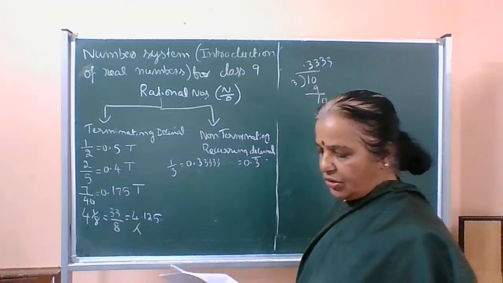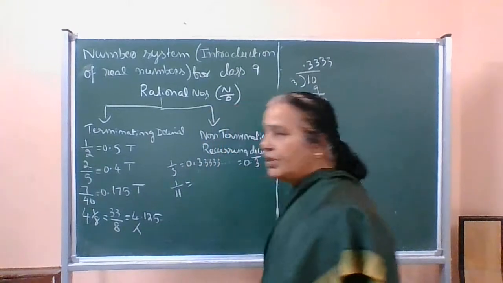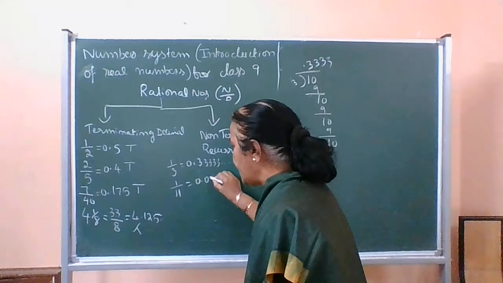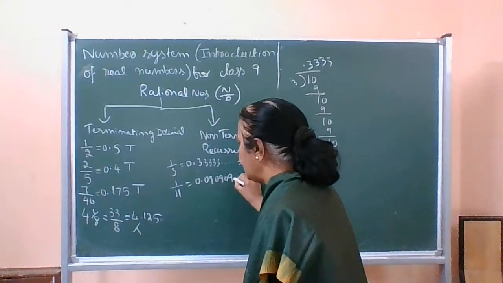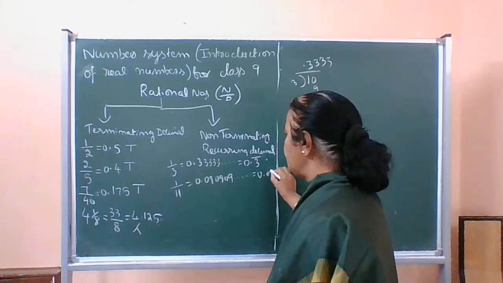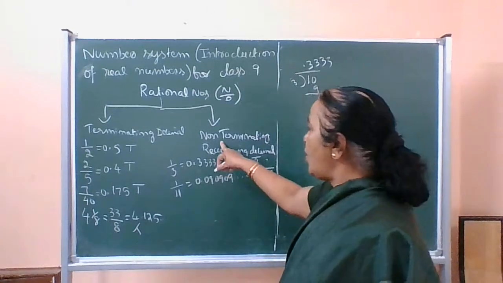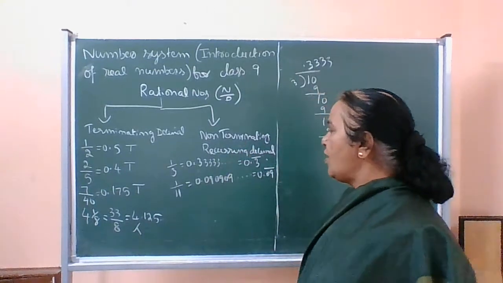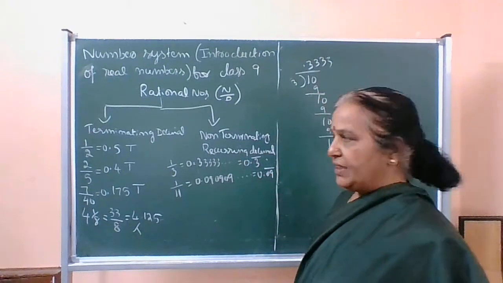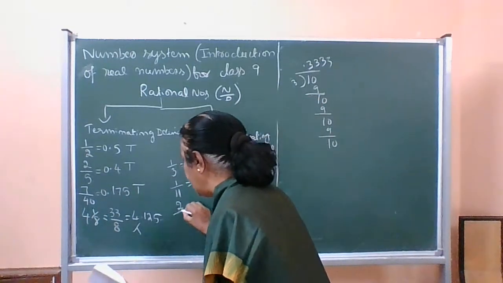And if I take one more example, 1 by 11. If you divide 1 by 11, you will get 0.090909 like this. It repeats. Therefore, it is 0.09 bar. It is a non-terminating recurring, or you can say non-terminating repeating decimal. And if I take one more example, 2 by 11.